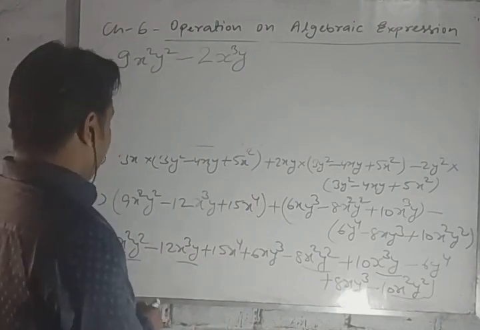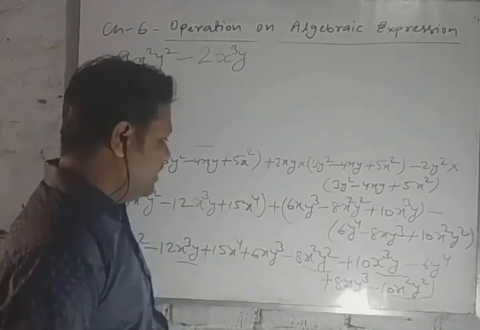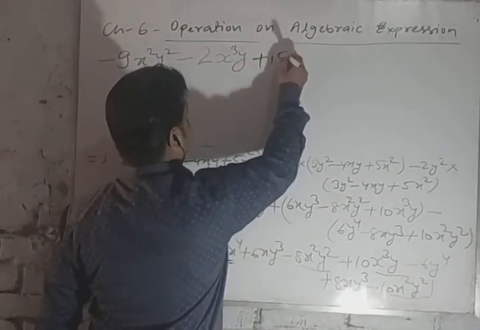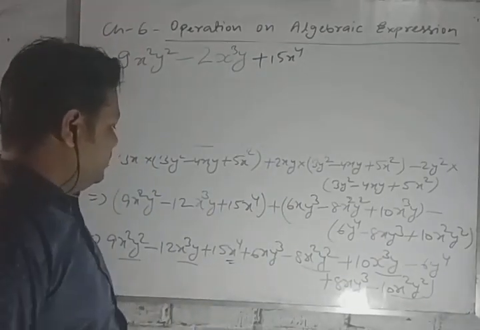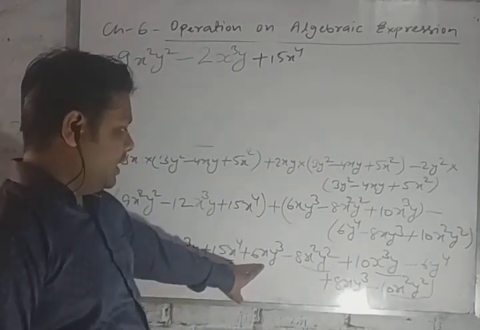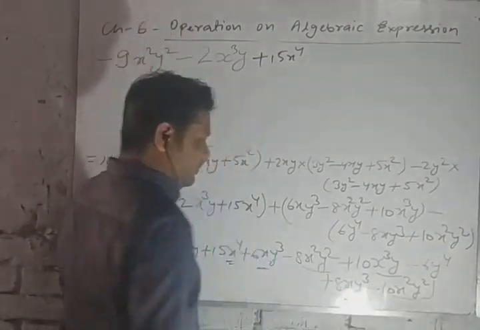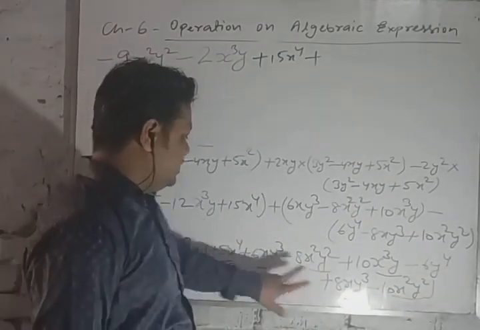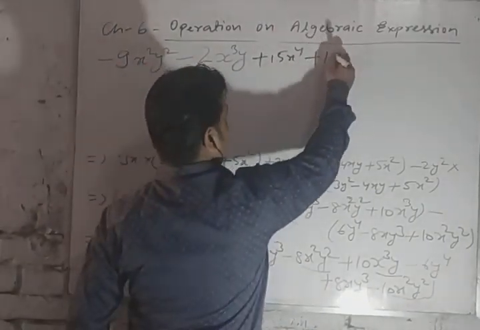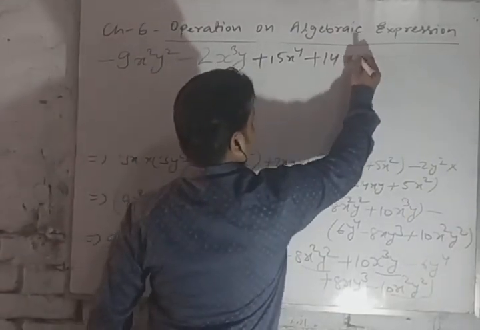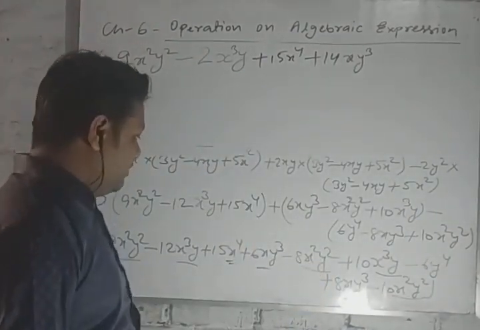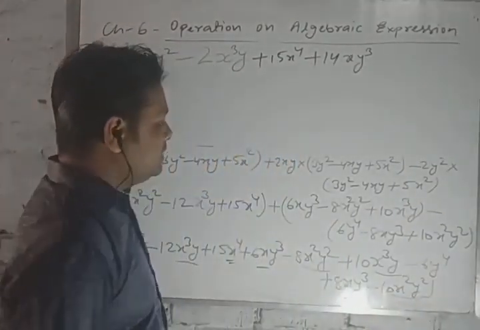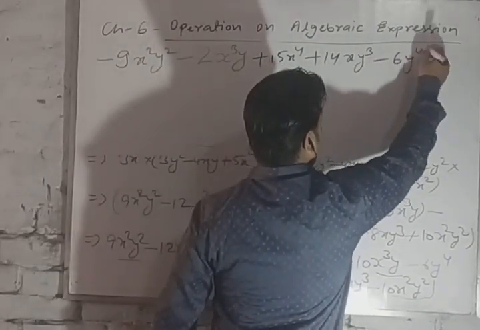Now, after that, x to the power 4. Any x to the power 4 term? No. So directly we will write plus 15x to the power 4. Done. Now, xy cube. Any xy cube? Yes. Here and here. Both have plus sign. So we will write plus sign. Then 6 plus 8, which is equal to 14. And the variable is xy cube. This is done. Only this one is left, that is minus 6y to the power 4.